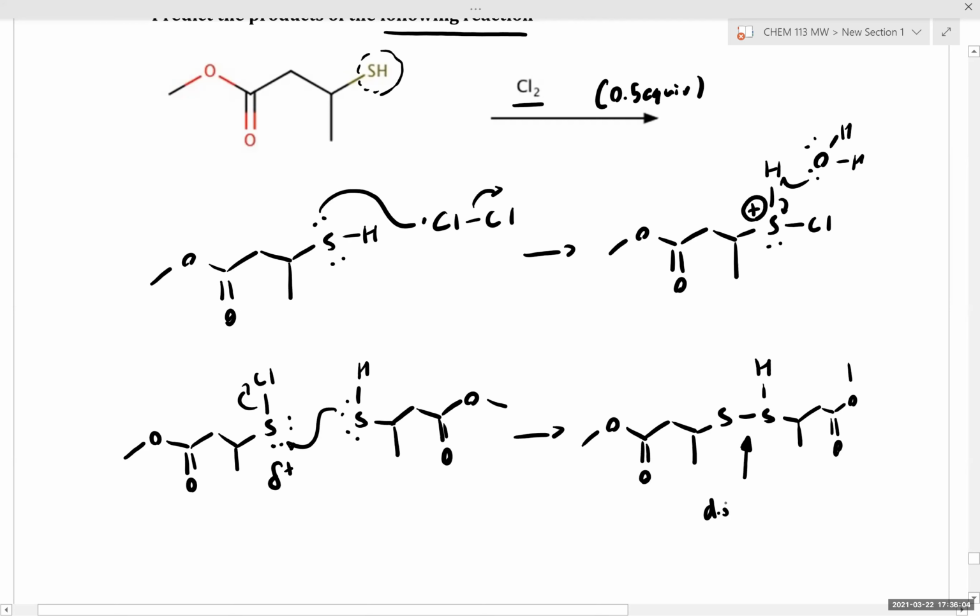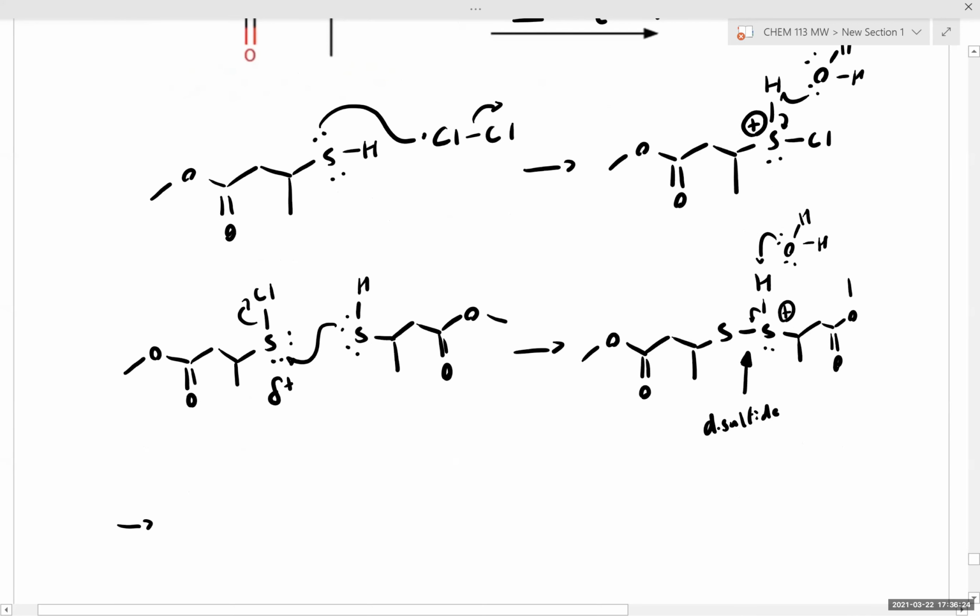A disulfide, exactly right. So treatment of a thiol with a halogen such as chlorine, bromine, or iodine generates a disulfide. These are quite useful conditions, and as we talked about last class session, disulfides appear abundantly in biological systems as part of protein structure.